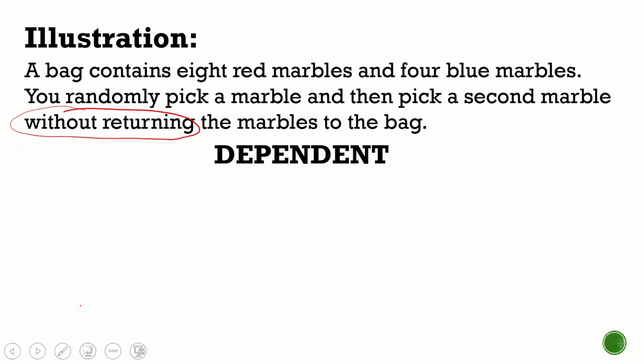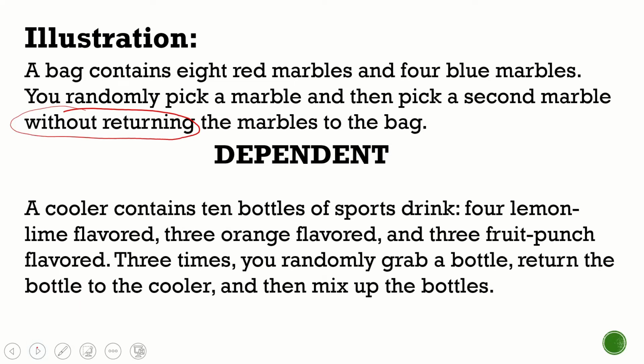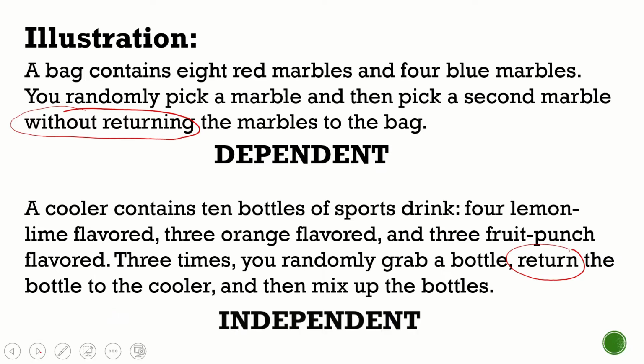And on the other hand, in this example right here, a cooler contains 10 bottles of sports drink, 4 lemon lime flavored, 3 orange flavored, and 3 fruit punch flavored. 3 times you randomly grab a bottle, return the bottle to the cooler, and then mix up the bottles. So here the key word is return. When you return something that you already picked, that means we're talking about independent events because here the denominator is not going to change.